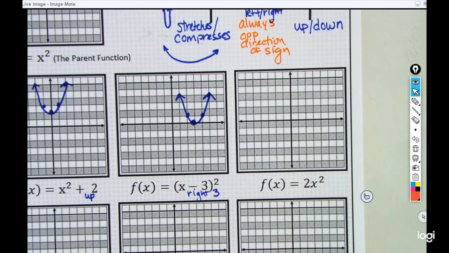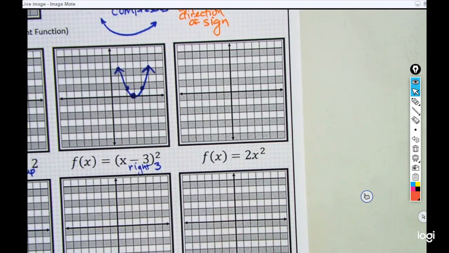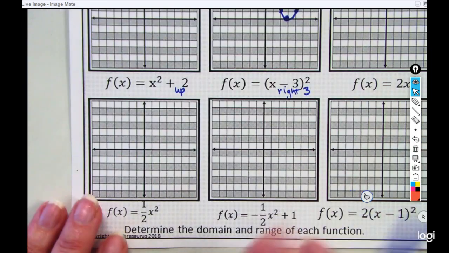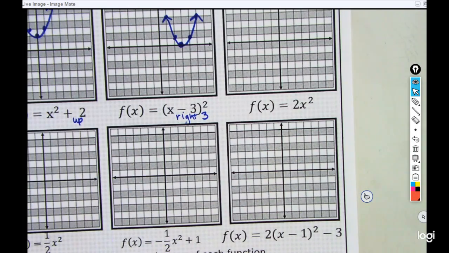Yes, sir. What if that has a K? Has both? Yeah. We'll do that in just a second. In fact, I think I want to change this problem, you guys. Which one do I want to change?